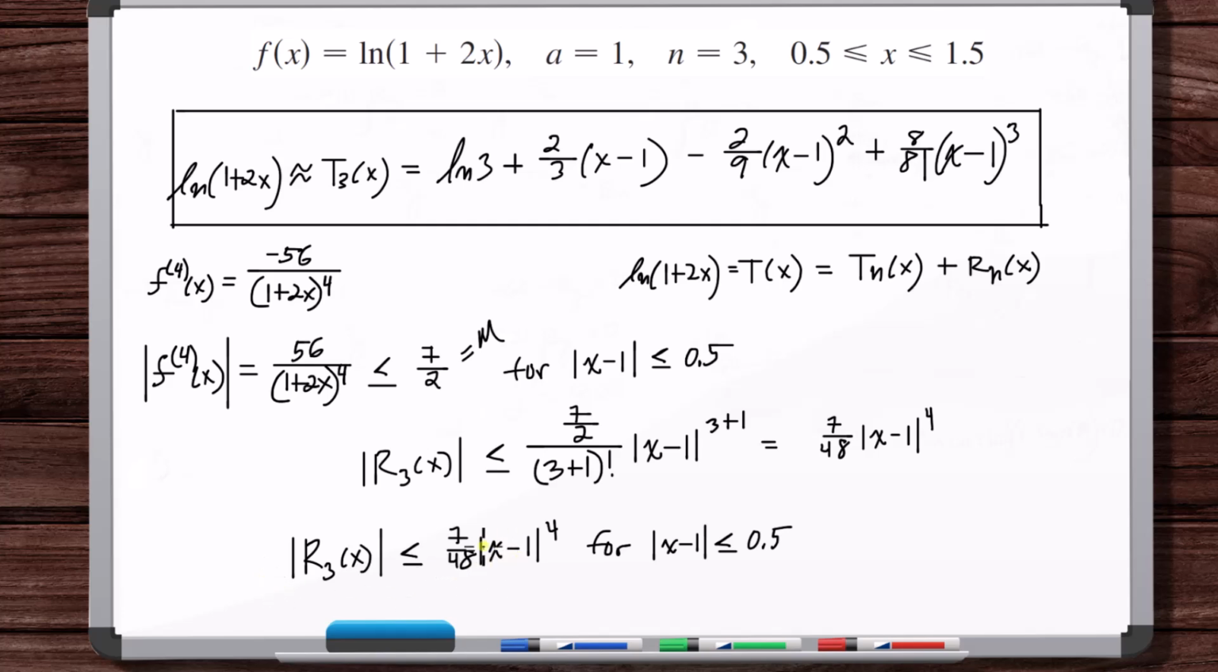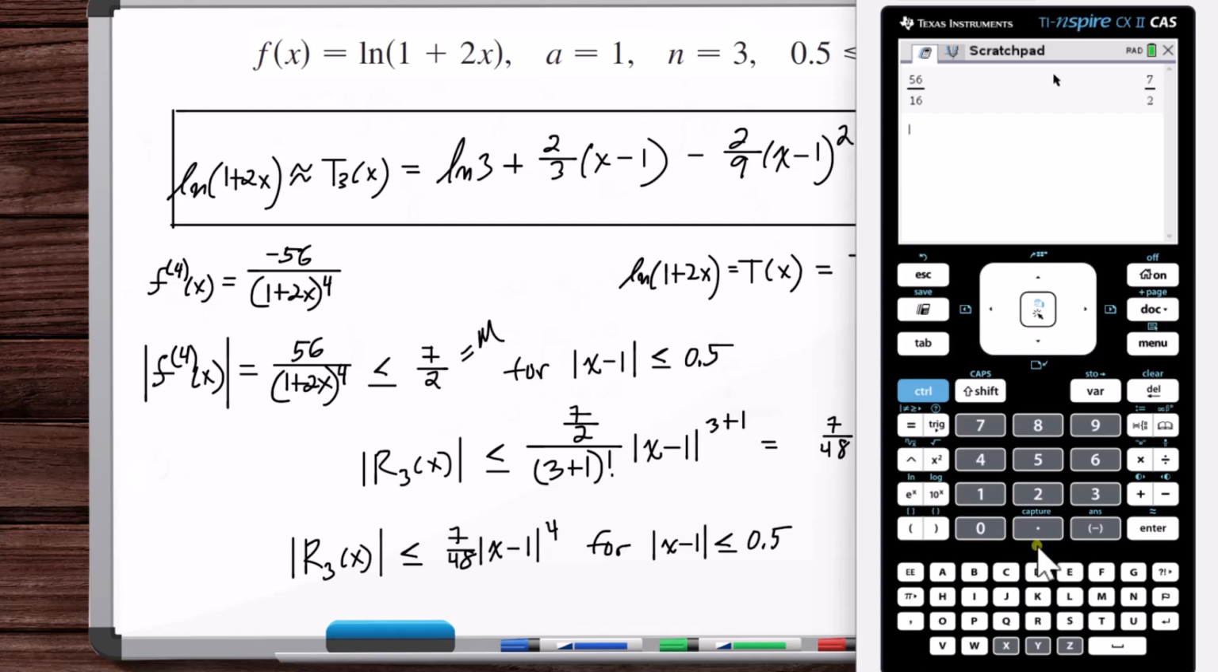Okay, so now we're just asking the question, what's the worst case scenario? Well, that's going to be the farthest away from the center point, which is going to be 0.5. So the absolute value of x minus 1 is going to be the largest when it's 0.5 away from the center point. So 0.5 to the 4th times 7 divided by 48. 0.00912.